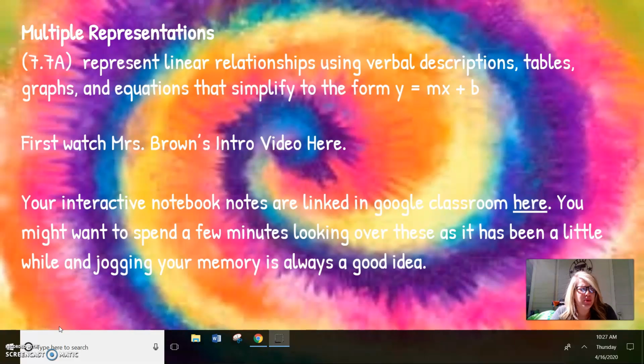This week we're reviewing multiple representations, so it's standard 7.7a: to represent linear relationships using verbal descriptions, tables, graphs, and equations that simplify to the form y equals mx plus b.